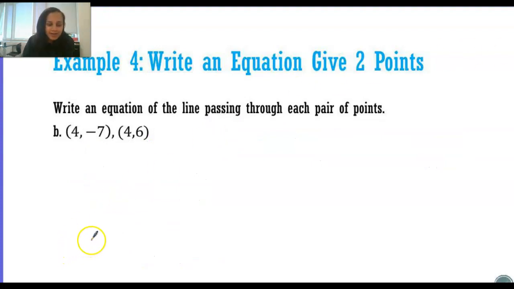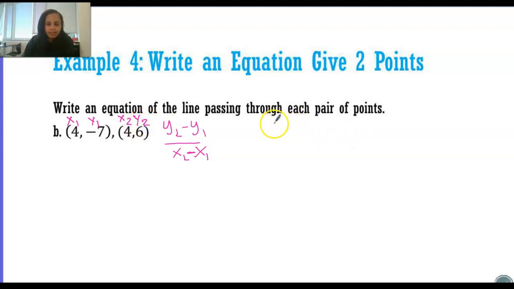All right, here's another example. We're going to go ahead and do this one together. Hopefully it goes a little bit smoother. Let's see. I have 2 points, so let's go ahead and start off by finding the slope. I'm having troubles here with my pen. So x1, y1, x2, y2. And let's see what happens.